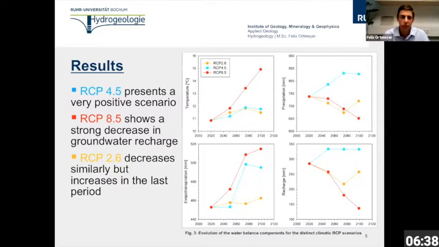On the other side, RCP 8.5 shows a strong decrease in groundwater recharge because the temperature increases a lot and then also the evapotranspiration is increasing a lot, precipitation decreases, and then the recharge is very low. And finally, RCP 2.6 decreases similarly but increases in the last period. So the precipitation increases and then also the recharge is increasing.